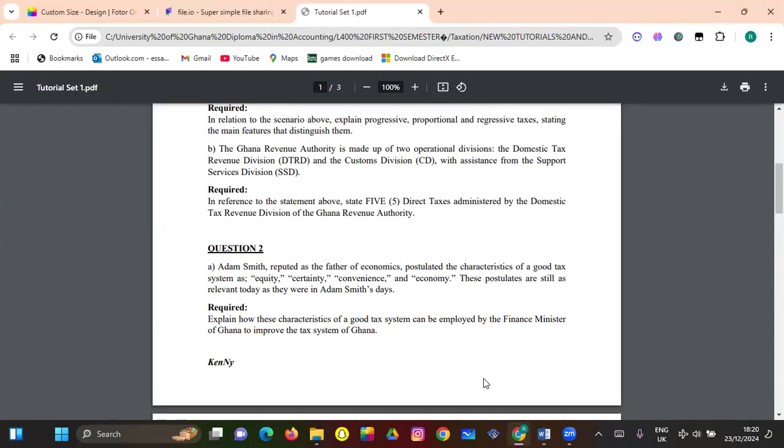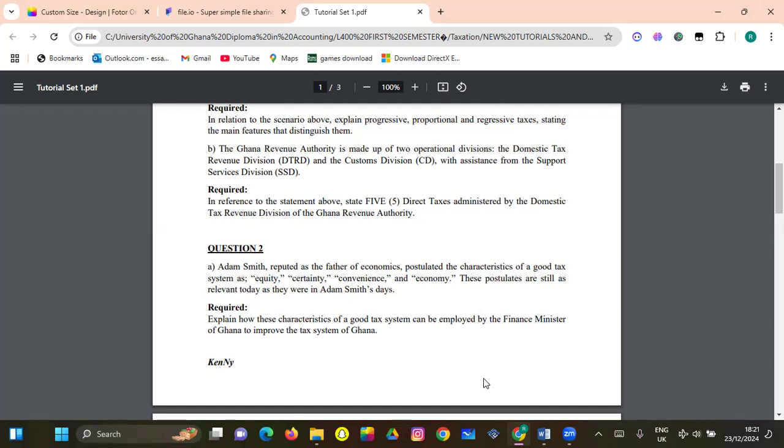Question two: Adam Smith, reputed as the father of economics, postulated the characteristics of a good tax system as equity, certainty, convenience, and economy. These postulates are still as relevant today as they were in Adam Smith's days. So our requirement is that we should explain how these characteristics of a good tax system can be employed by the Minister of Finance of Ghana to improve the system of Ghana.